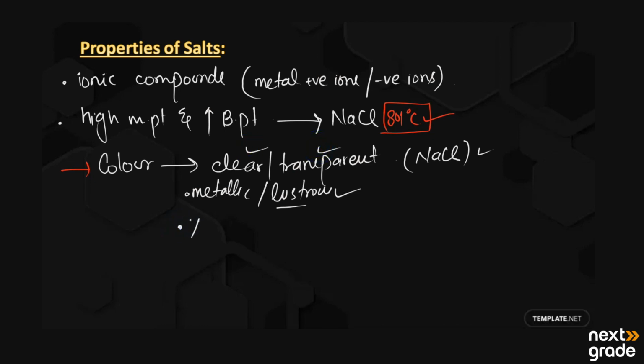The color may be yellow like this. They may have yellow color, and some may have orange color, and some may have blue color, as we have in the copper salts. So the salts may be transparent or they may have color.